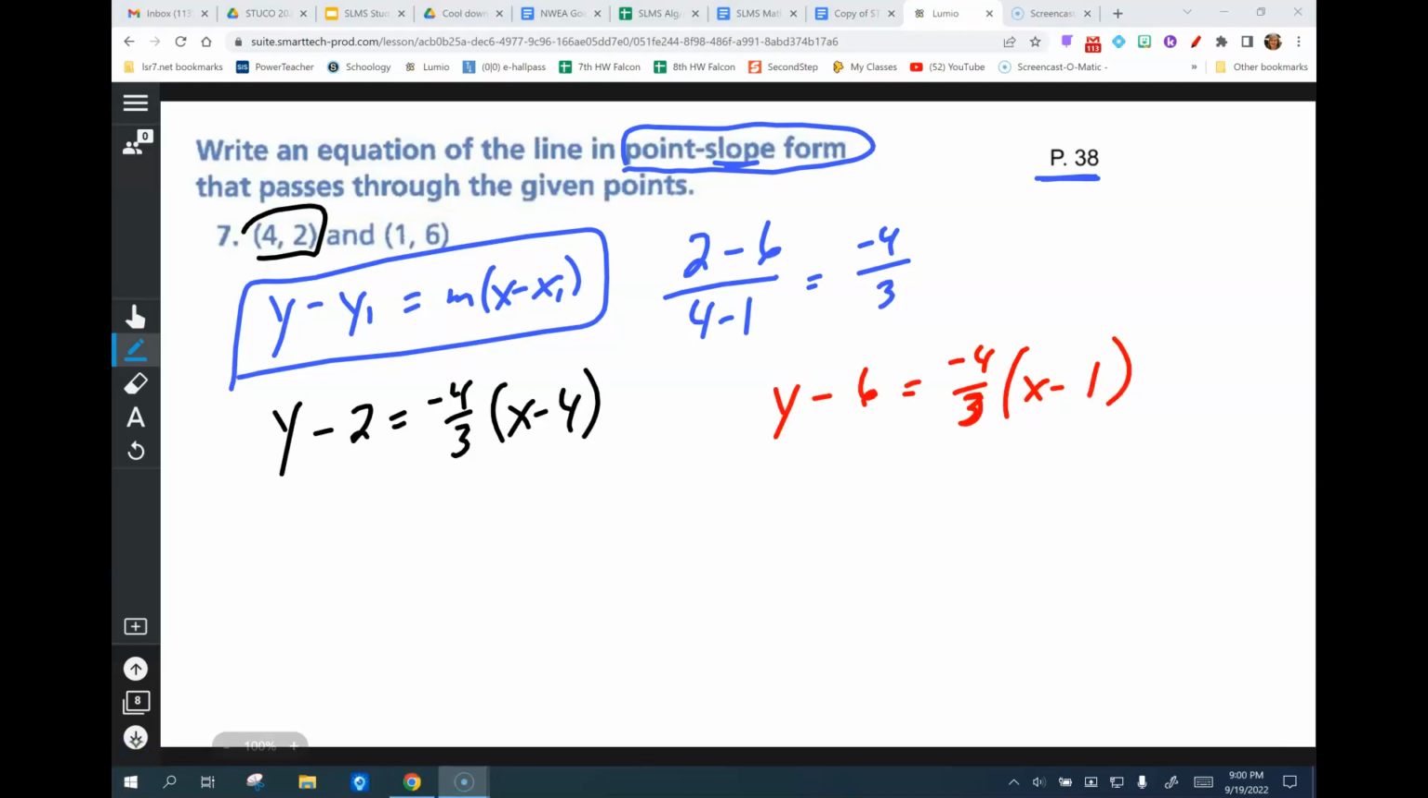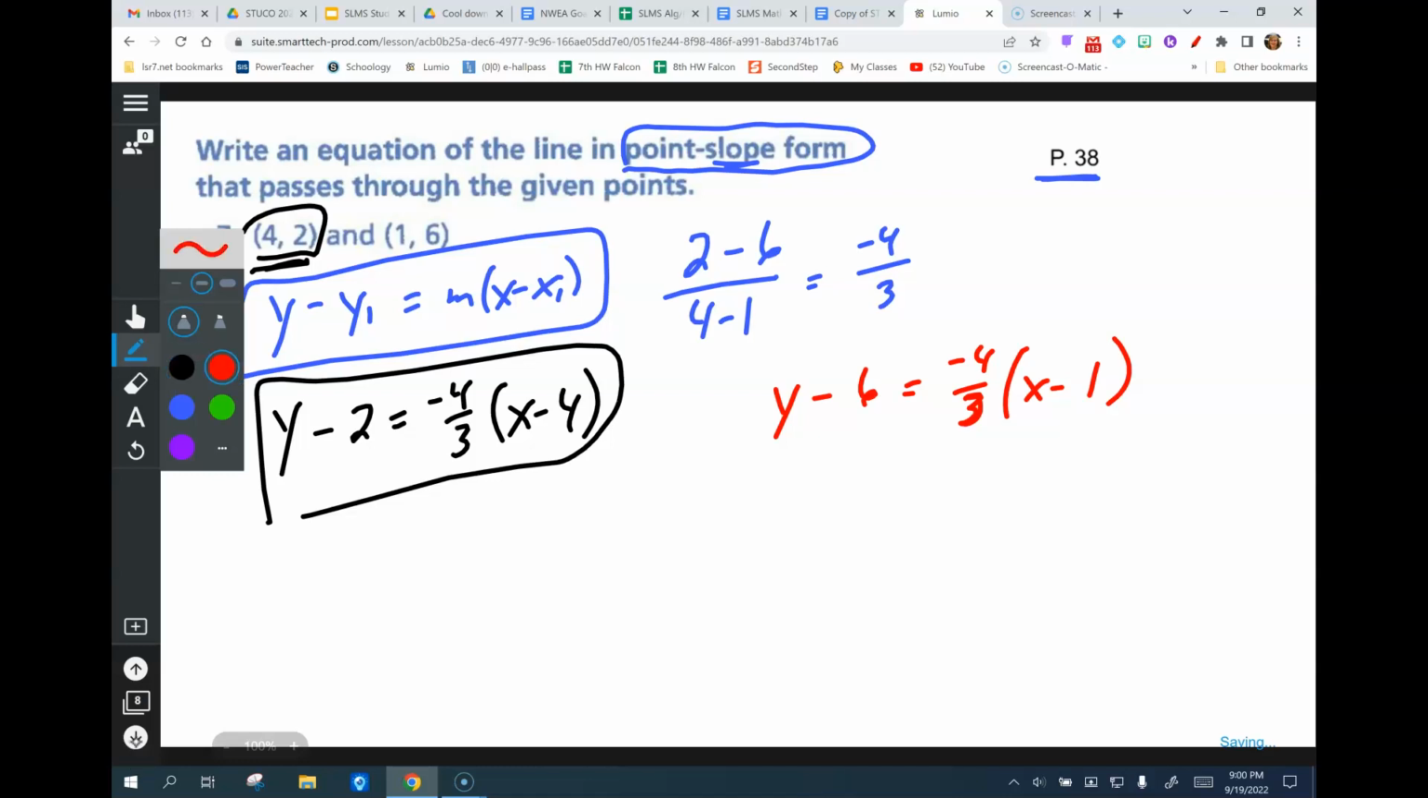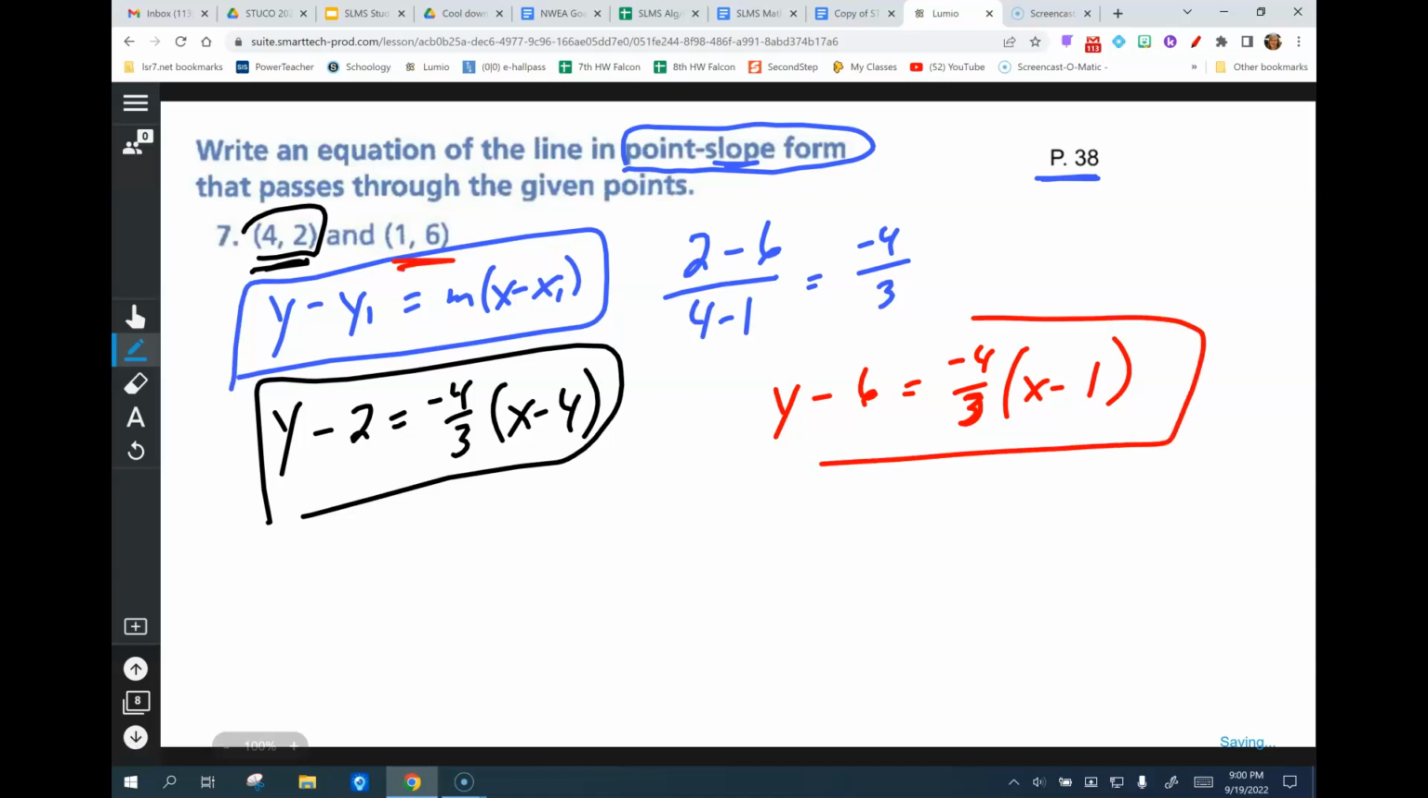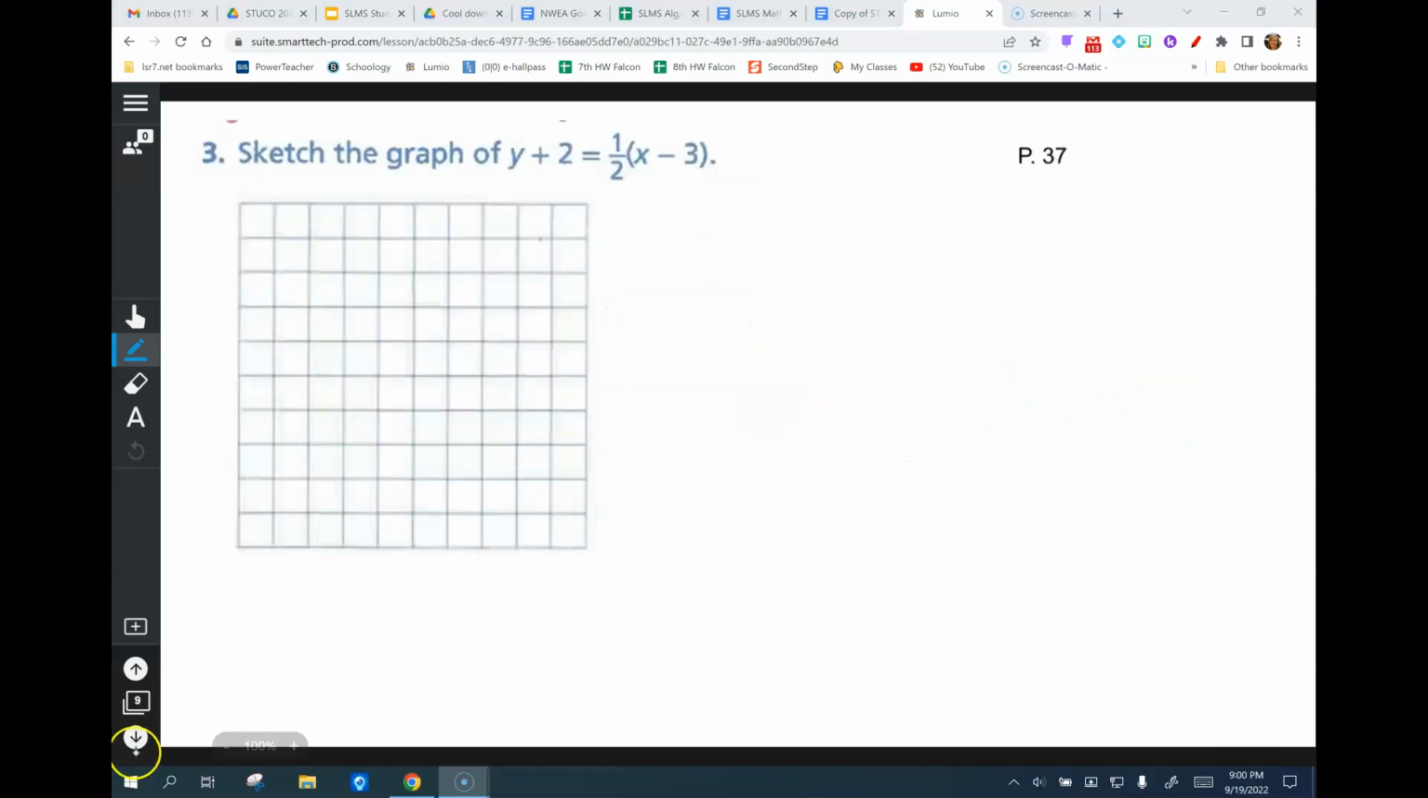So if you plugged in 4/2, this is your equation. And if you plugged in 1/6, this is your equation. And if all I want is point slope, I'm done. Yay! Now we're going to sketch using point slope.